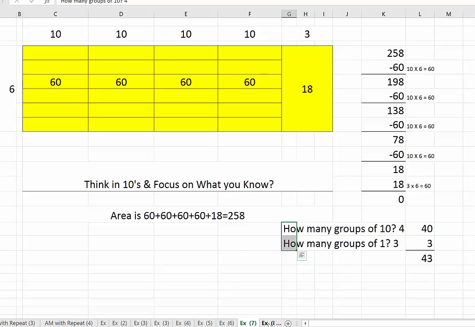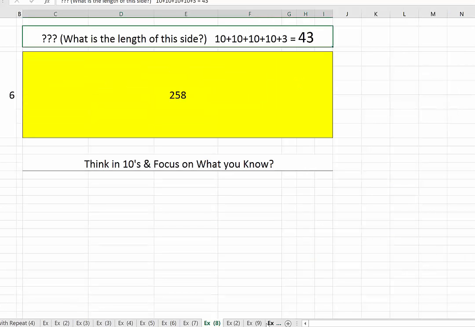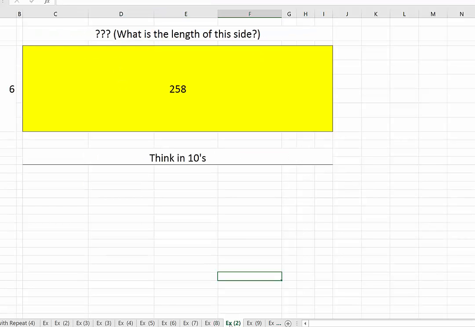So students primarily are focusing on the tens, on segmenting the rectangle. And so what is the length of the side? It is 43. So let's go back. We're going to start again. Suppose that we're back to that same problem. We're going to think in tens again, but we don't have to think in just 10.